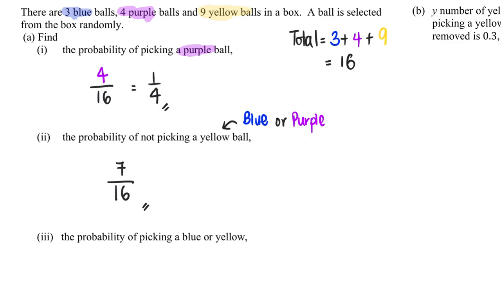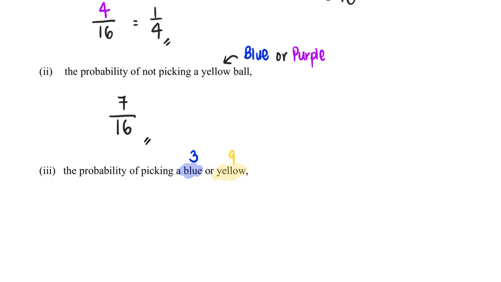And the probability of either picking a blue or a yellow. Blue has 3, yellow has 9. So total 12 out of 16. So final answer 3/4 in the simplest form. And that is the probability of picking a blue or a yellow.